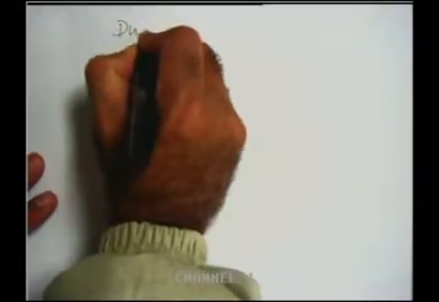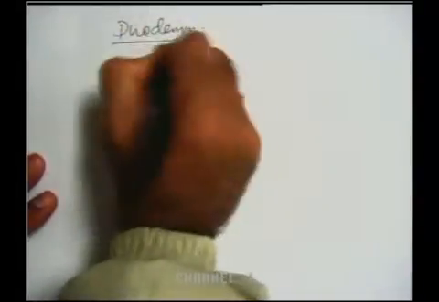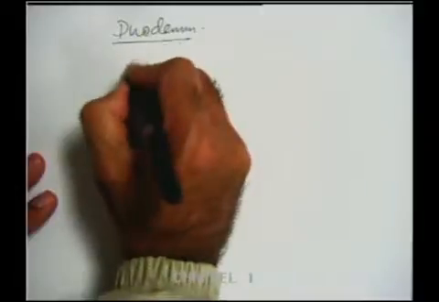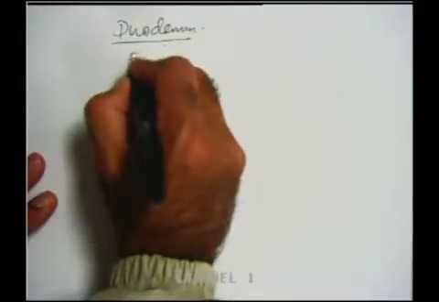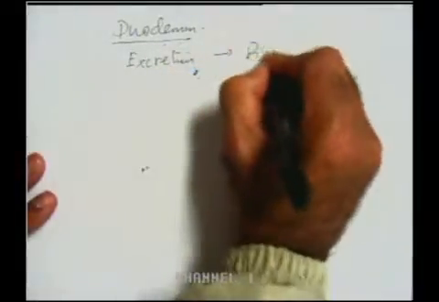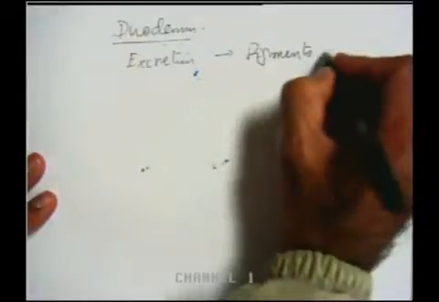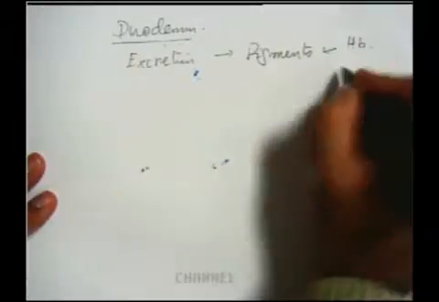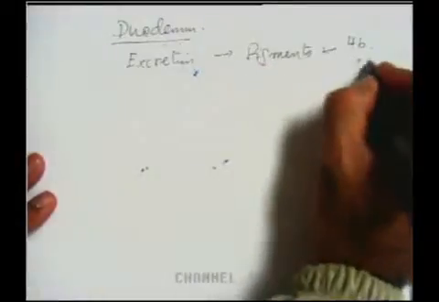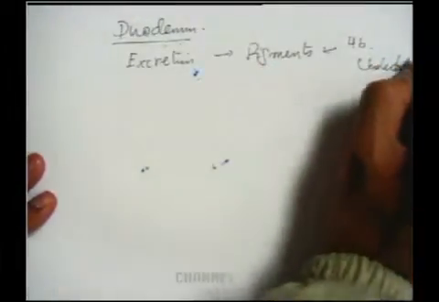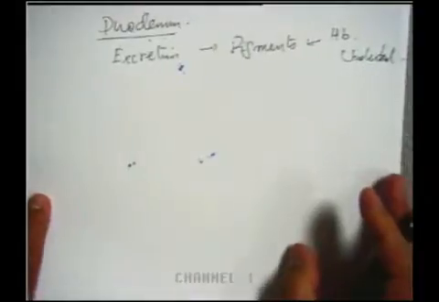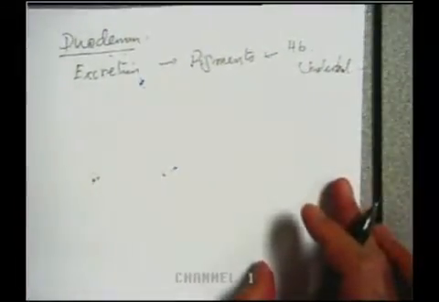Okay, just to finish the duodenum, you also have the excretory properties: excretion of the pigments, the bilirubin pigments, which come from hemoglobin, and also cholesterol.